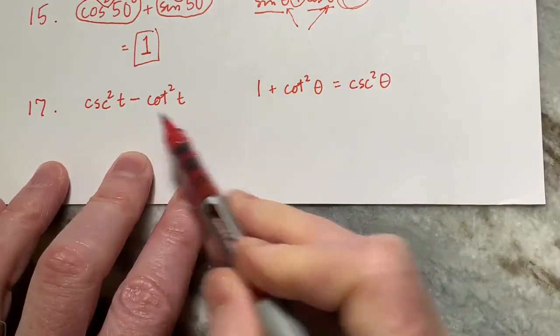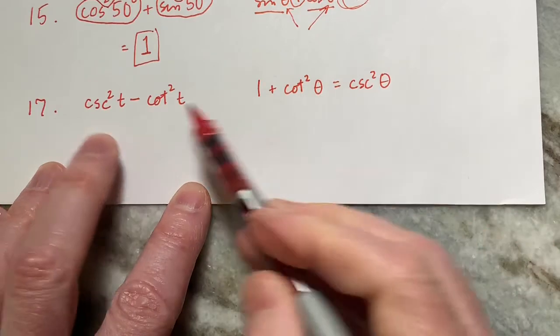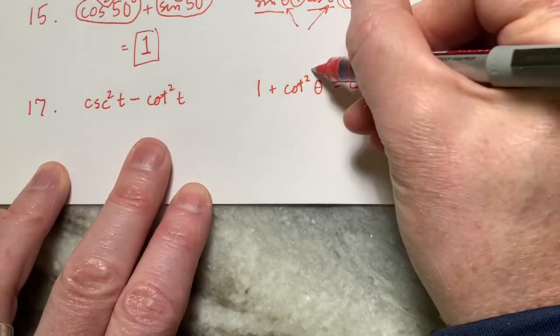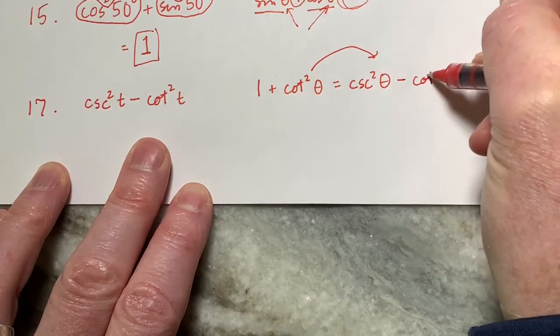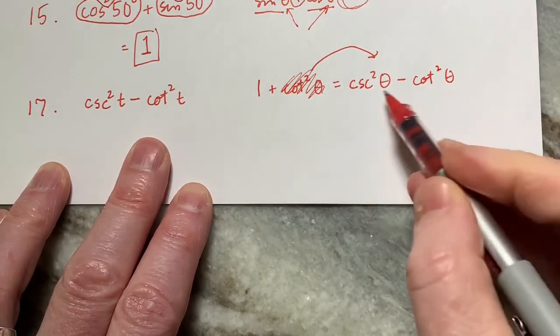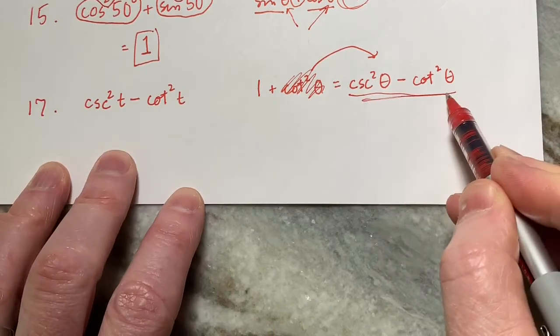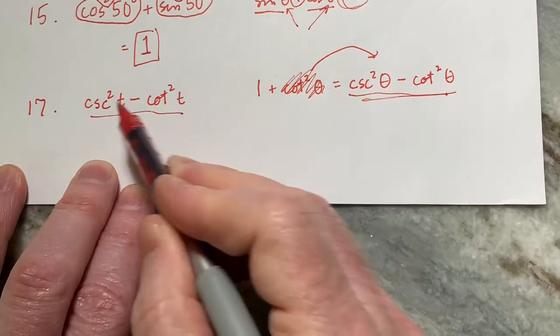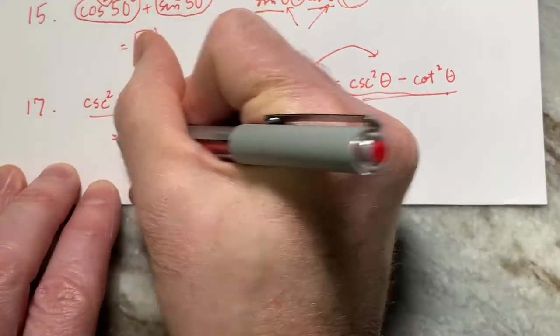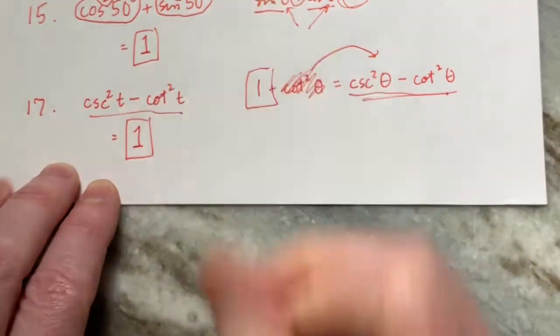Well, can I use this to help me do that? Let me see. I've got a cosecant that's already positive. What would happen if I subtracted that cotangent from both sides? It would go away there, but appear here. So what does that tell you about cosecant squared minus cotangent squared? It tells you no matter what, as long as those angles match, it's equal to 1. So all of this is equal to the number 1.